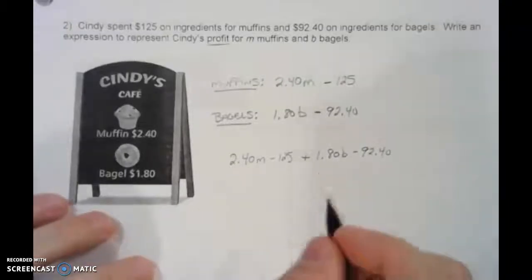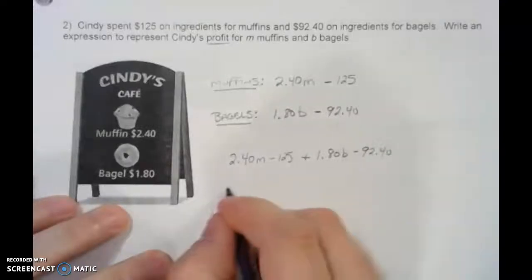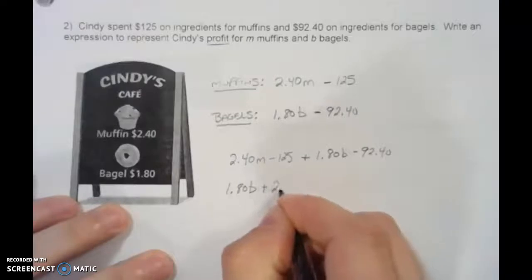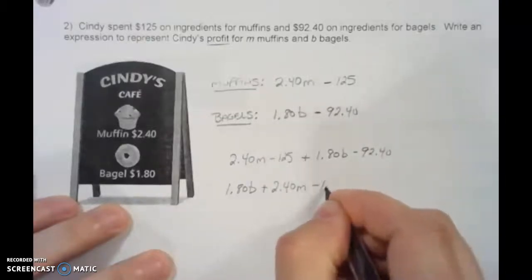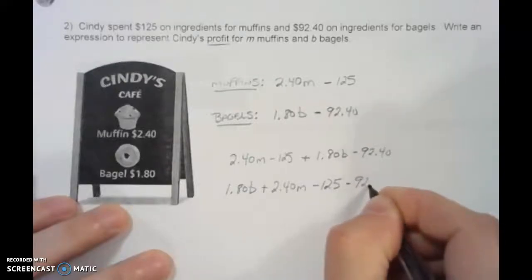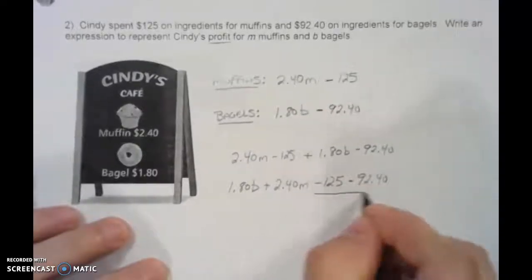Rearranging our terms, I'm going to put my variable terms first alphabetically. I have $1.80B plus $2.40M minus $125 minus $92.40. I can't combine my variable terms since they're not similar to each other. Bagels and muffins aren't similar to each other, but I can combine my constants.